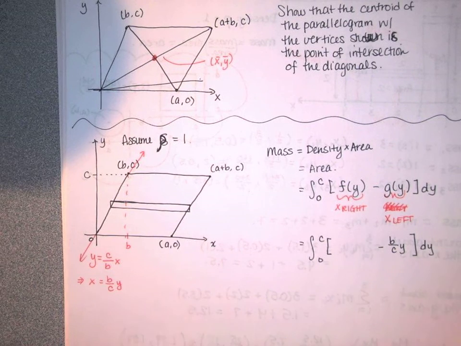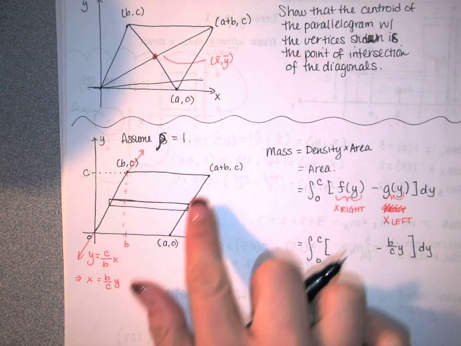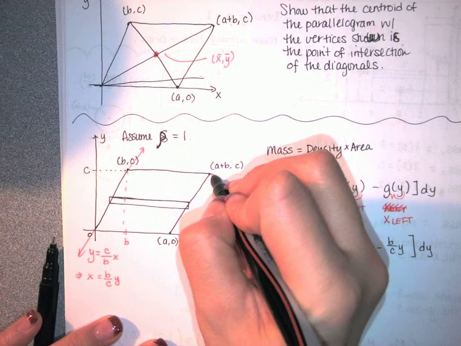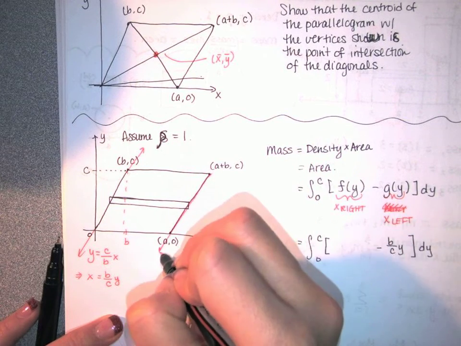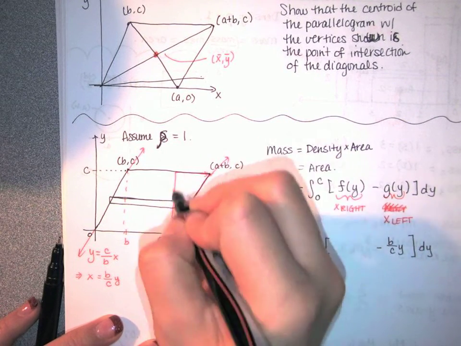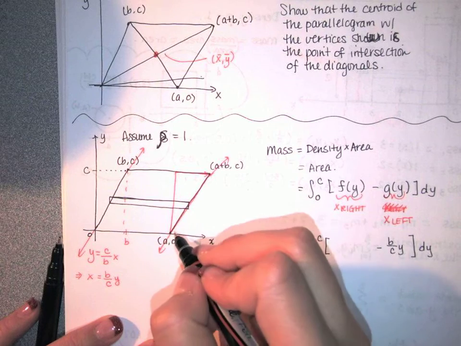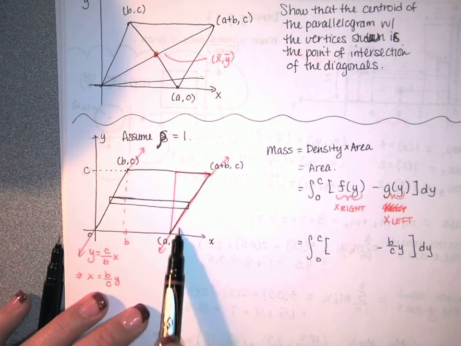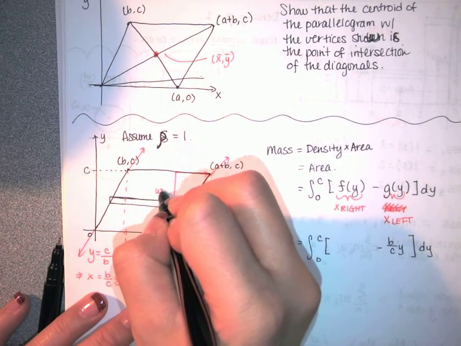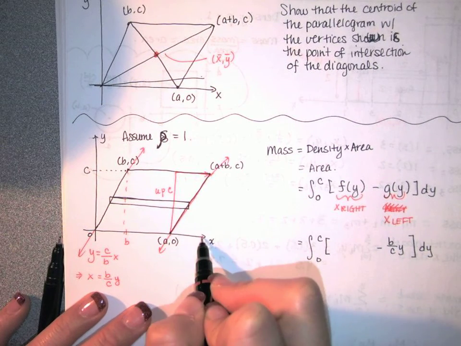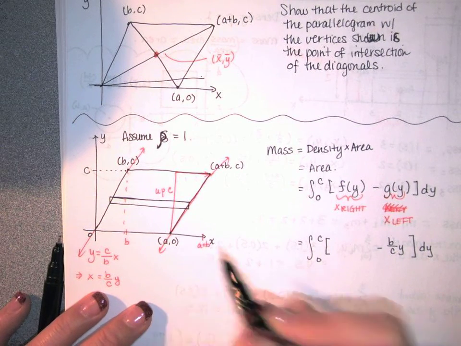So that's good. All right, and similarly, we see we have a line with the same slope over here. Rise over run is still c over b, so I'm going up c units, this is up c, and then we're going to the right b units, so that's a, and then this is a plus b.